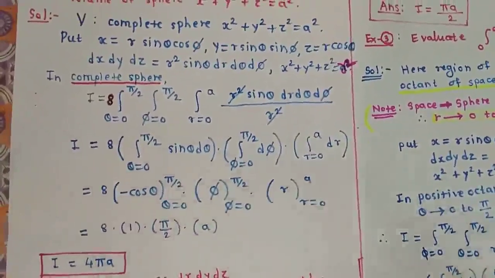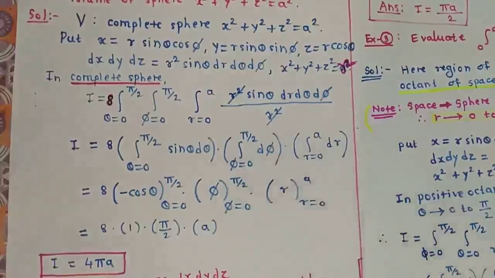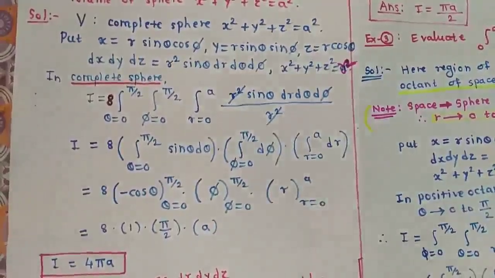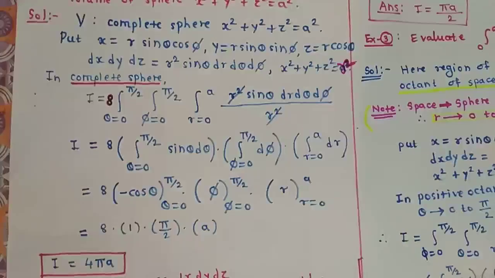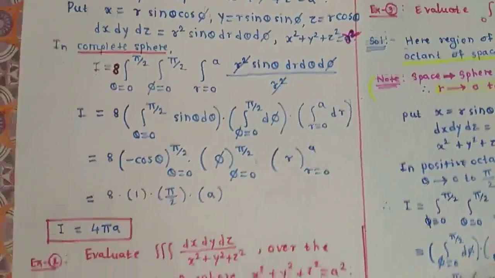Okay, these questions are asked in university exams for 6 or 7 marks, and it is very simple. Carefully identify the region. Okay, now I take the next example.